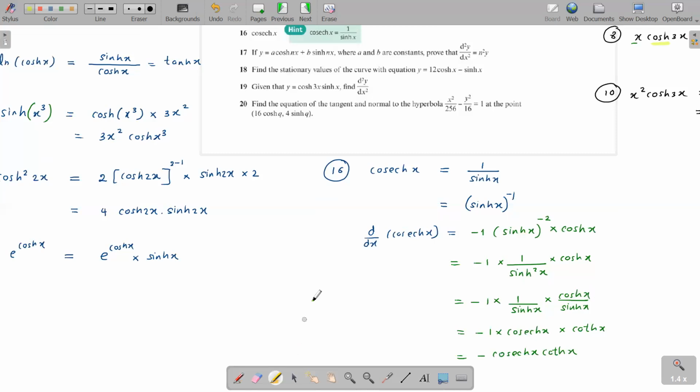Okay, so now you all can try question number 17. Try to do this, show that. Take a few minutes and try to do the show that.